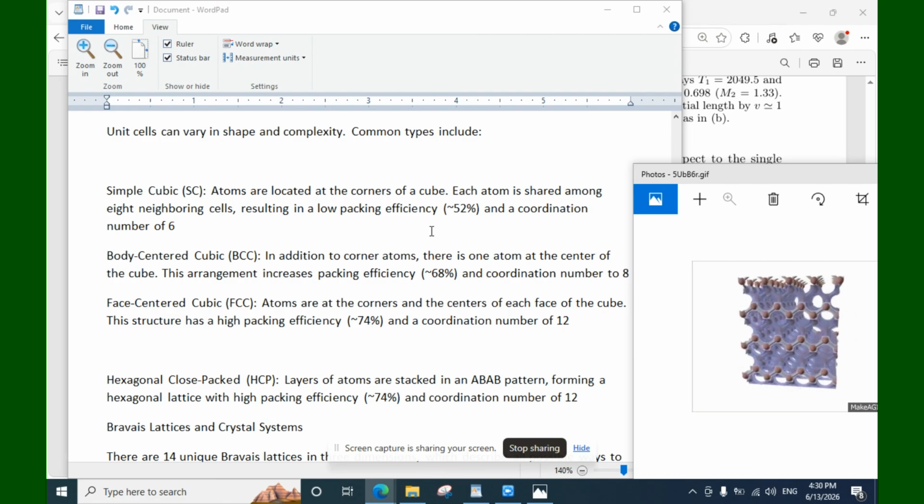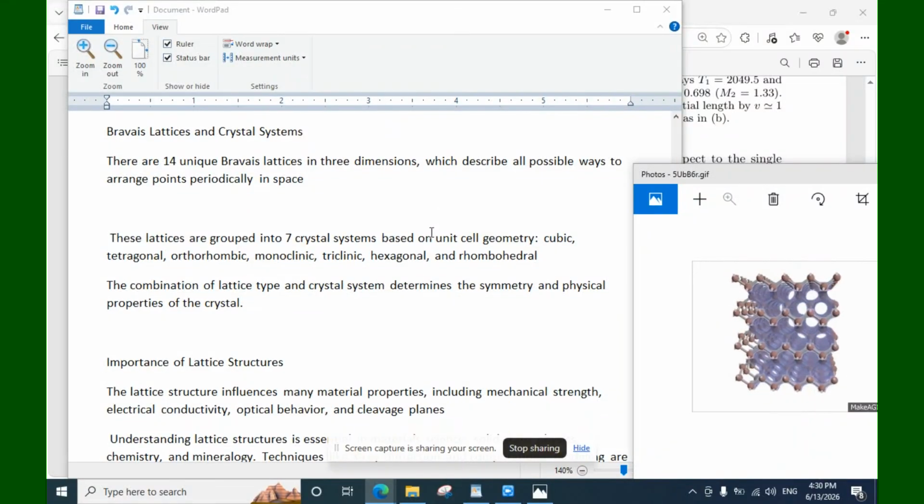Face-centered cubic, or FCC: atoms are at the corners and the centers of each face of the cube. This structure has a high packing efficiency up to 74% and a coordination number of 12. Hexagonal close-packed, or HCP: layers of atoms are stacked in an AB-AB pattern, forming a hexagonal lattice with high packing efficiency up to 74% and coordination number of 12.